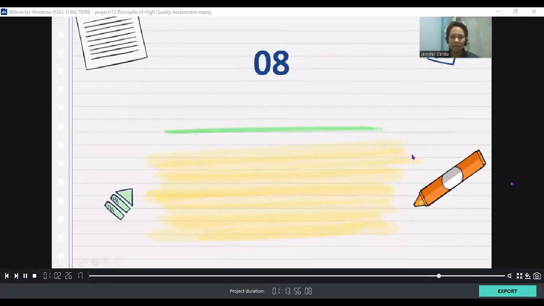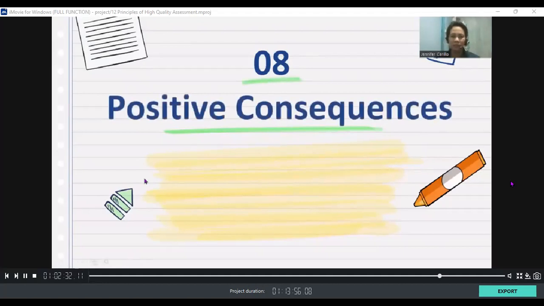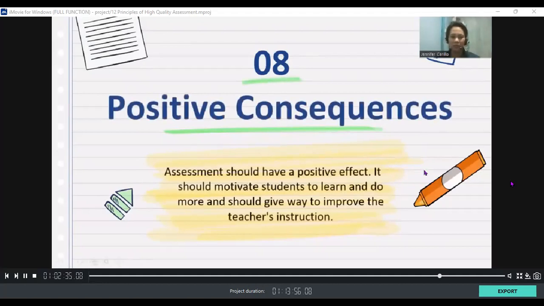Mohatag ka feedback. 8. So this is the 8th principle. Positive consequences. So this means that assessment should have a positive effect. It should motivate students to learn and do more and should give way to improve the teacher's instruction. So dili kanang test nga maka-discourage, maka-trauma. It should give motivation to the students. That's why it is important to also communicate the result. You will need to give feedback and you will encourage the students to do better next time.